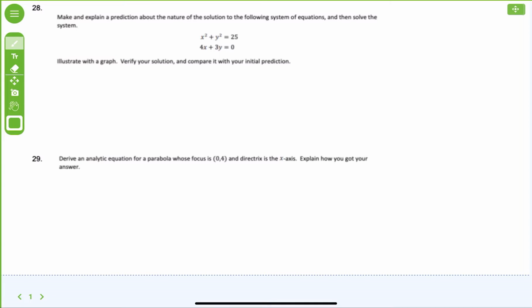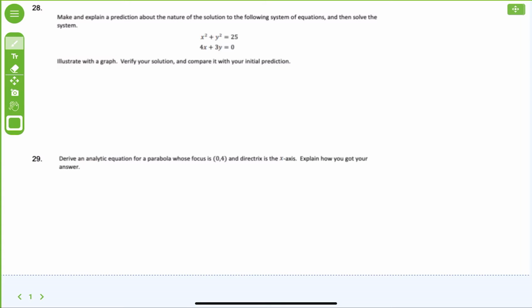I have x squared plus y squared. And I know that the radius of that is going to be 5, because whatever it's equal to, the radius is the square root of that. Then I have 4x plus 3y is equal to 0, and that's just a simple line. It's not in standard form or anything. It's not in slope-intercept form, but we will put it there and figure these out.